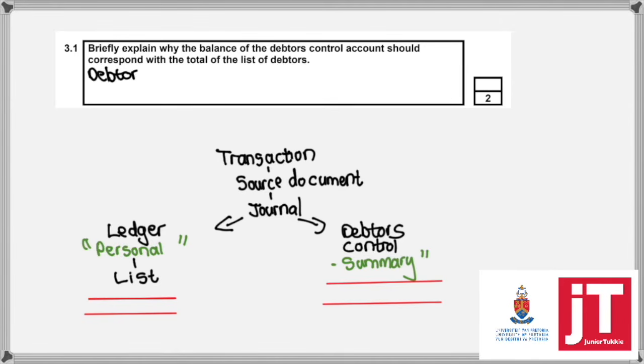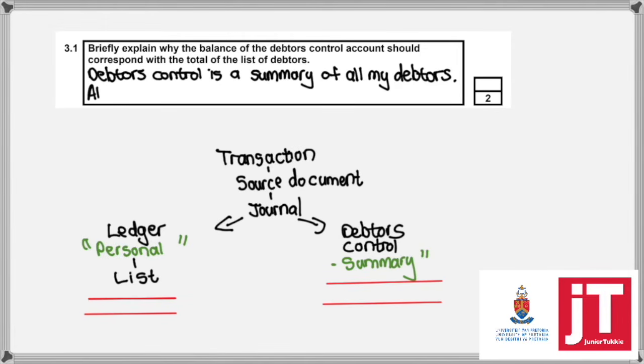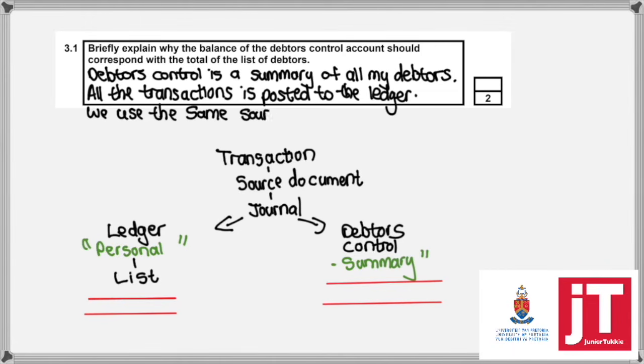So if I answer this question now, debtors control is a summary of all my debtors. All the transactions are posted to the ledger, to the individual's account. We use the same source document. So for this reason, it should balance.